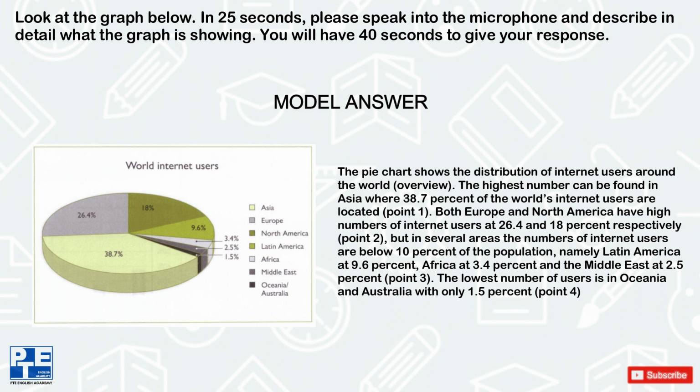But in several areas, the numbers of Internet users are below 10% of the population, namely Latin America at 9.6%, Africa at 3.4% and the Middle East at 2.5%. The lowest number of users is in Oceania and Australia with only 1.5%.